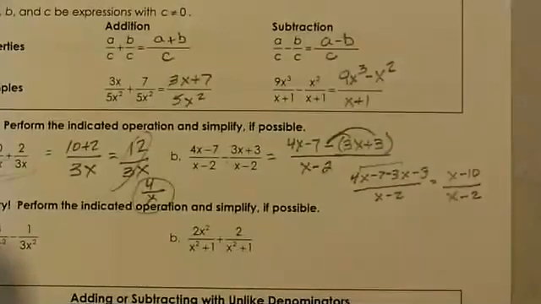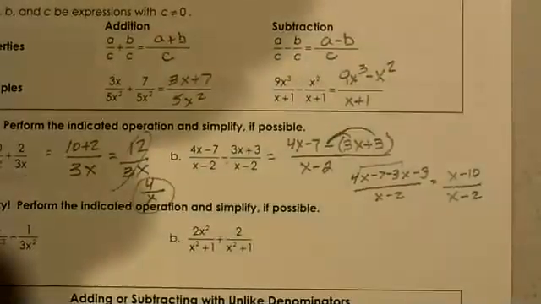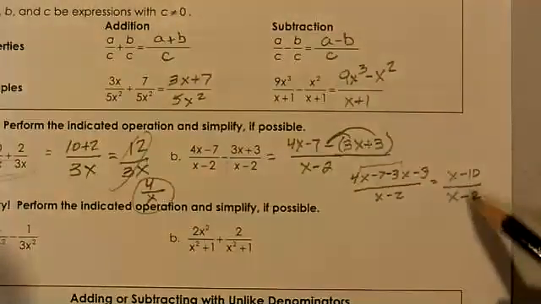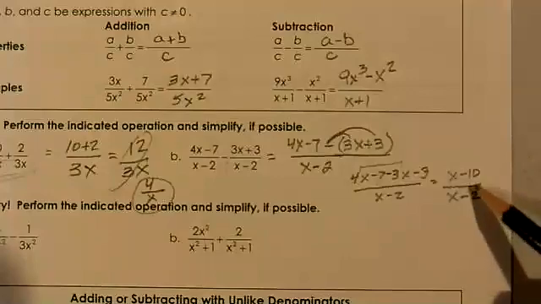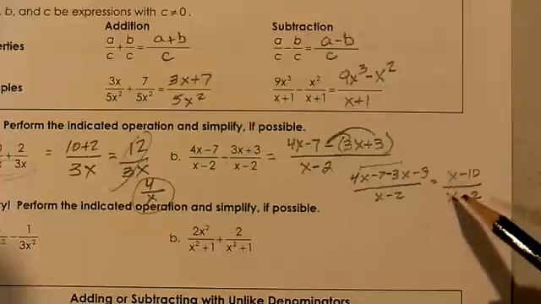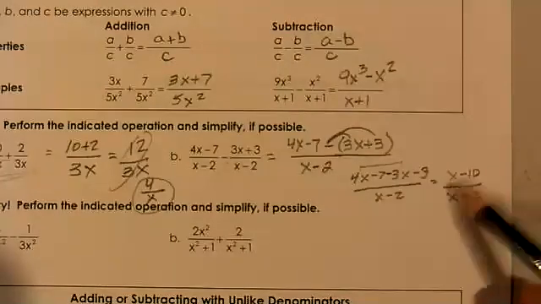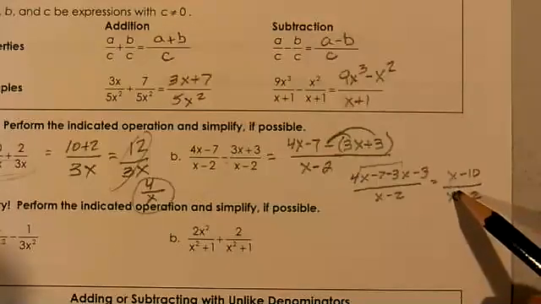Now, from what we learned yesterday, we cannot simplify this. The x's do not cross out. The 2 does not go into the 10 5 times. You cannot simplify that. Because the 10 is being subtracted or added for that matter, you cannot separate that. Only by multiplication.